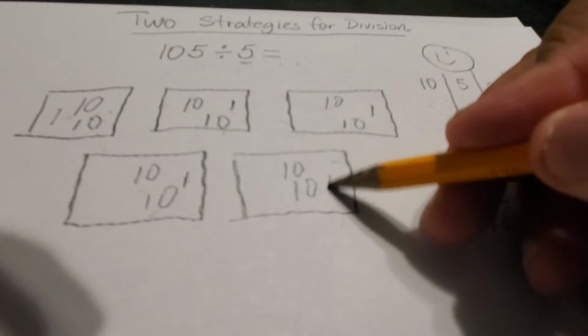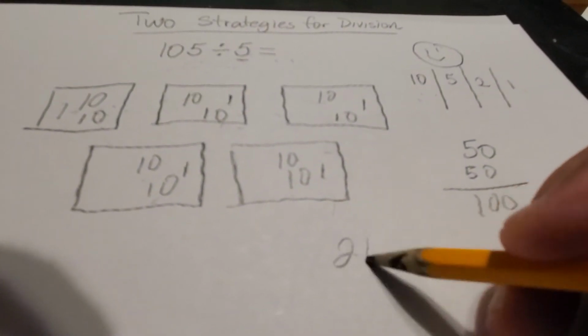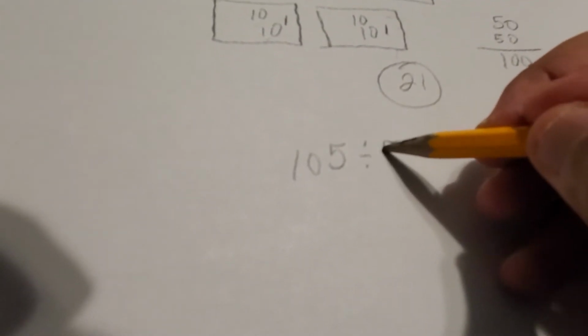So now your answer is 20 plus 1. 21 is your answer. Okay, that's one strategy. The other strategy is using equations.